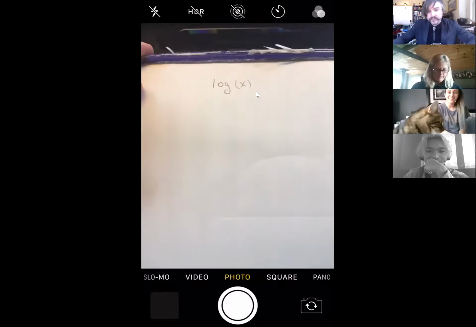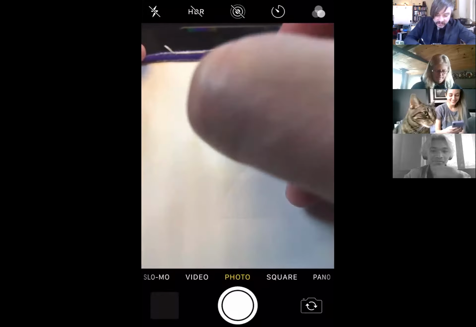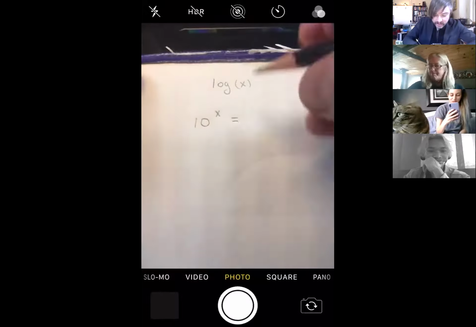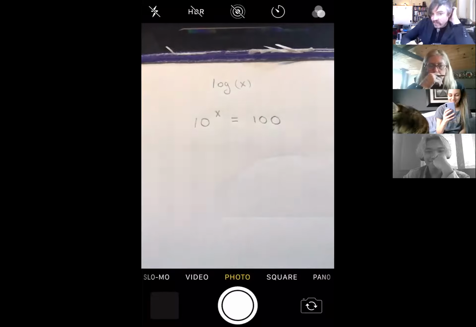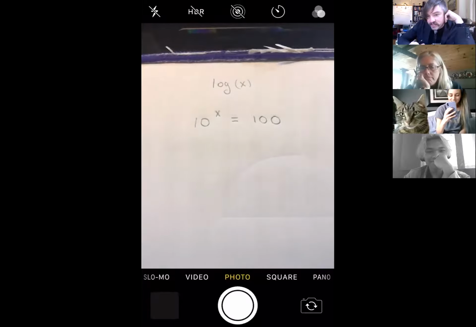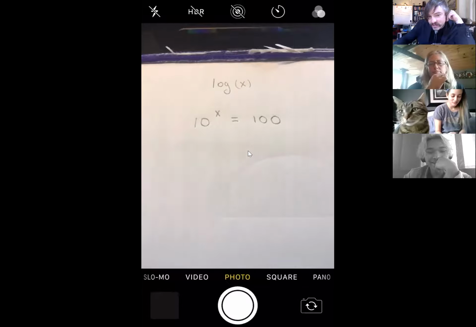So listen, a log is a simple concept, if you're willing to listen to me and explain it right. Even this cat wants to know about logs. The log was designed to solve this problem. The log of x equals some number, like let's say 100. I bet you guys know what x is in this case. What is x?